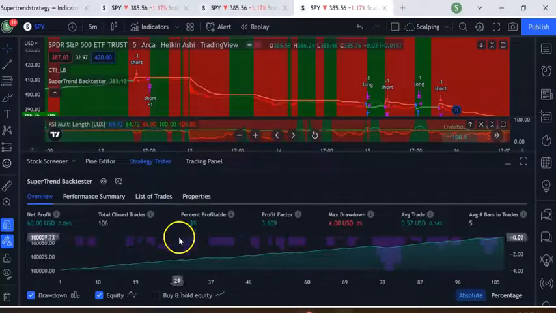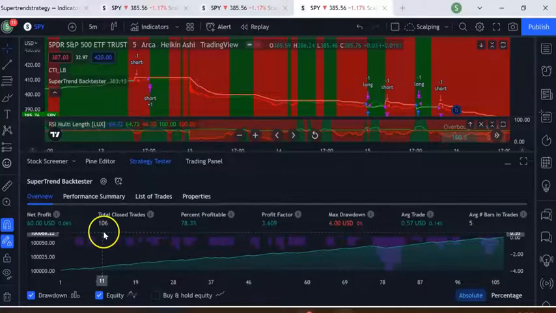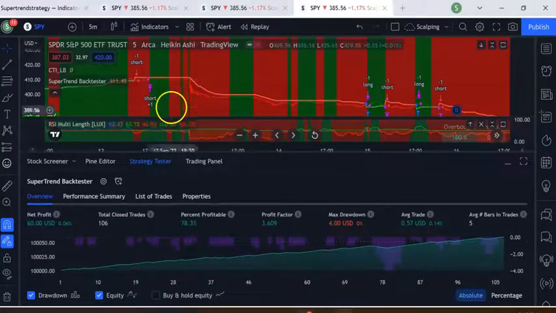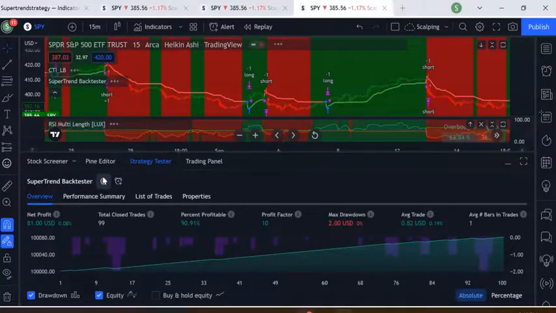You can see the 78% on 5 minutes. Profit factor is 3.6. Average bars in trades, 106 trades. Now let's flip it to 15 minutes. Now you can see the win rate goes to 91%, profit factor is 10. Number of closed trades is your net profit.